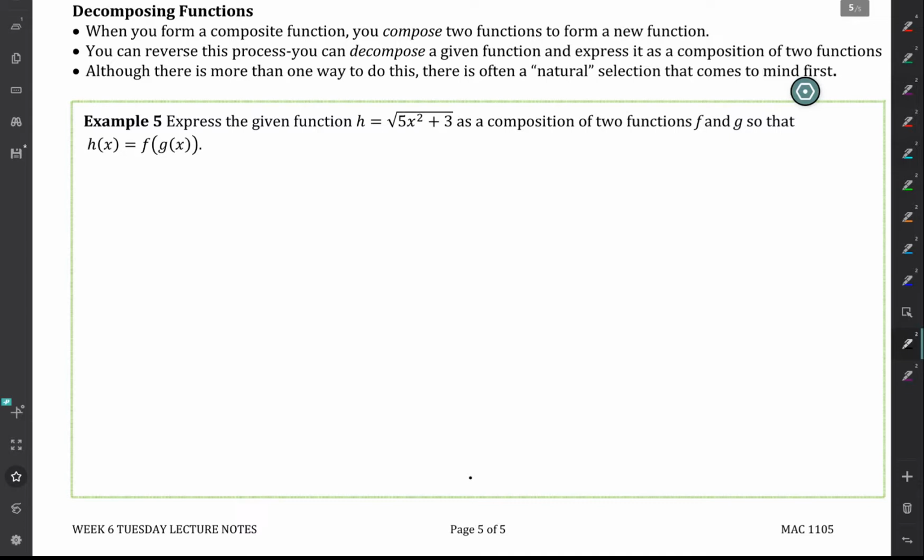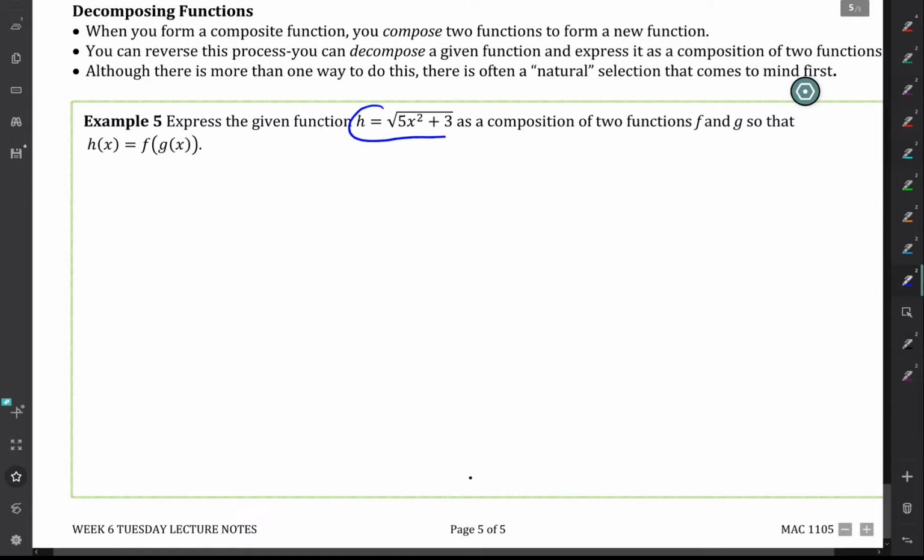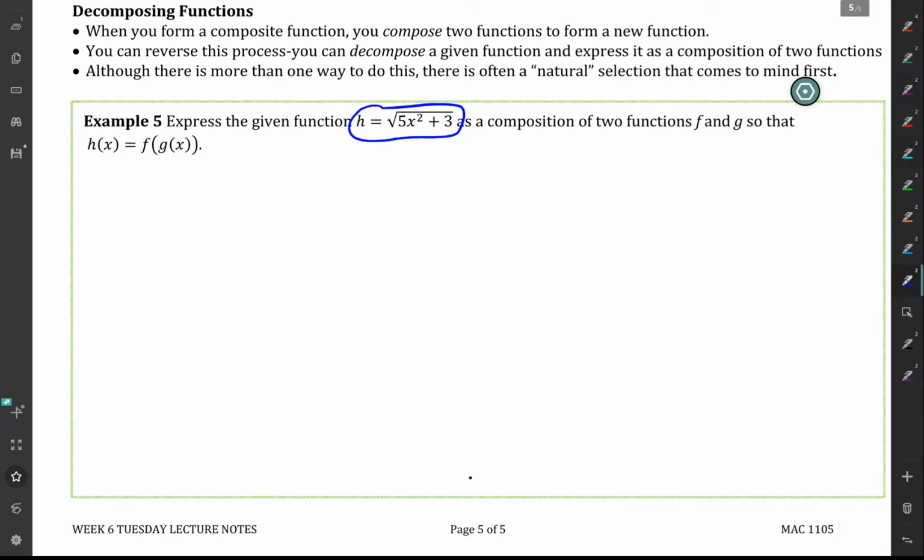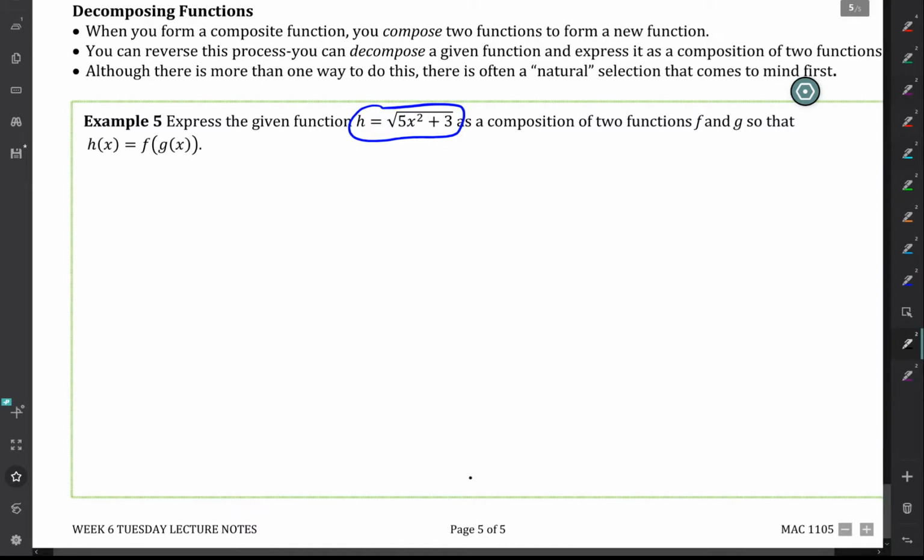So we're looking to write h of x as a composition of functions. So h in this case is the square root of 5x squared plus 3. And so there's often several ways to decompose the functions. But one way to do this would be to say that f of x is the outside function, and that's just the square root of x. And then the inside function, g of x, would be what's underneath the square root, which is 5x squared plus 3. So this would be one answer.